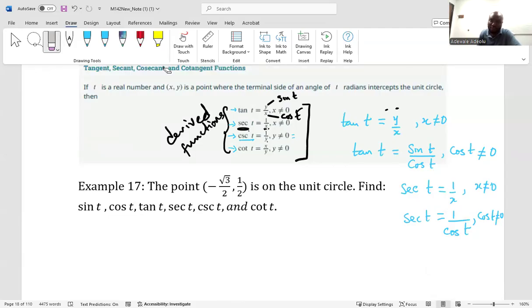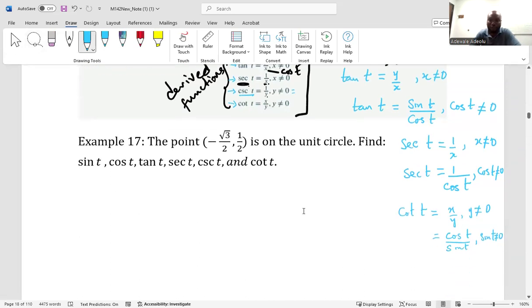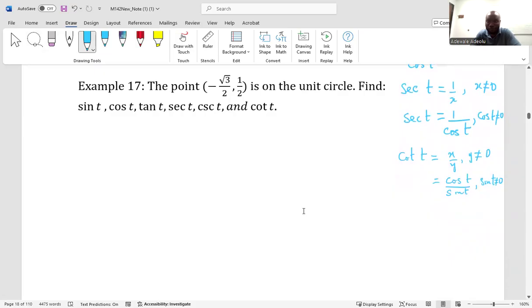And cotangent is x over y, which is, let me write it here, cotangent of some angle t is x over y. Again, the denominator cannot be 0 because we cannot divide by 0. So which is cosine of angle t over sine of angle t. So sine of angle t cannot be 0 at that point. So that is that. Let us solve one more example before I end this video.